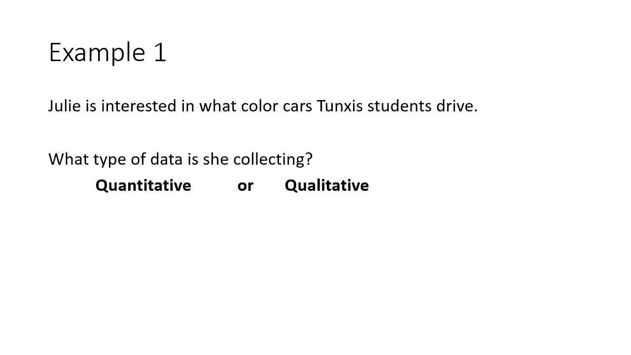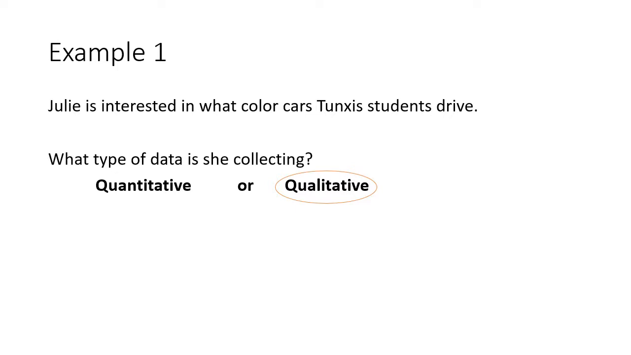So let's talk about an example. Let's say that Julie is interested in what color cars Tunxia students drive. Now, the first question we should ask ourselves with every single type of study or experiment is, what kind of data are we going to be collecting? In this case, Julie's interested in the color of the cars. Color is a quality or an attribute, so this is absolutely going to be qualitative data.